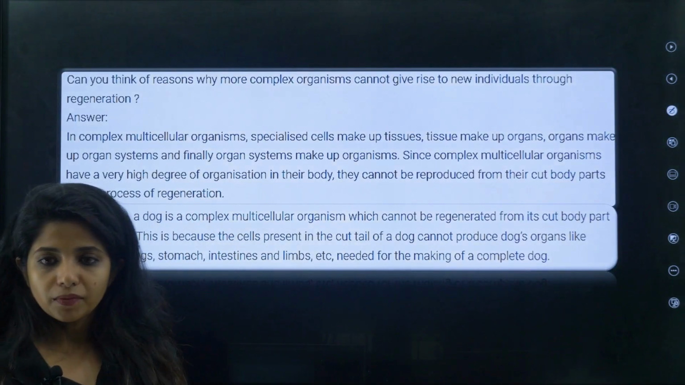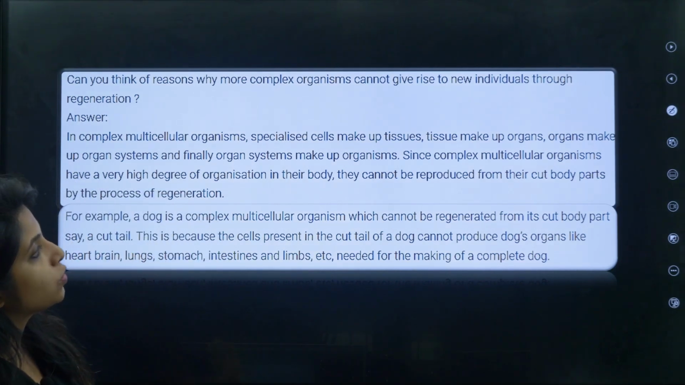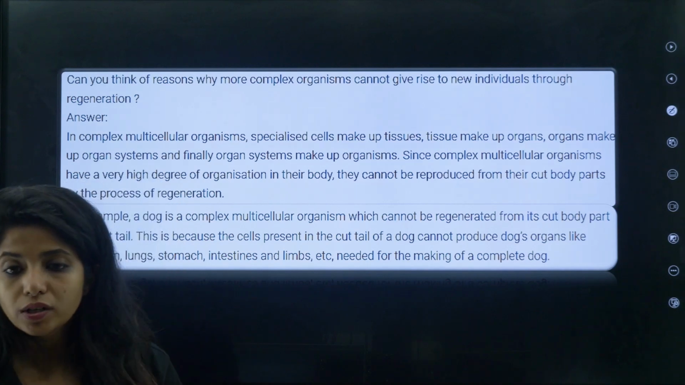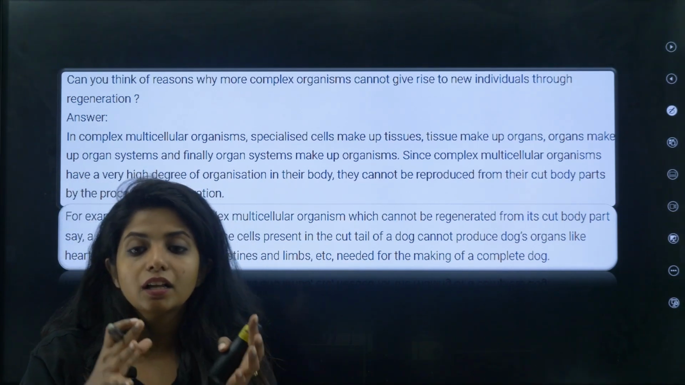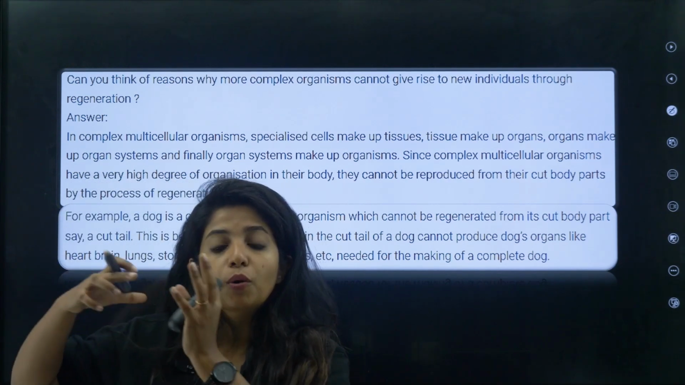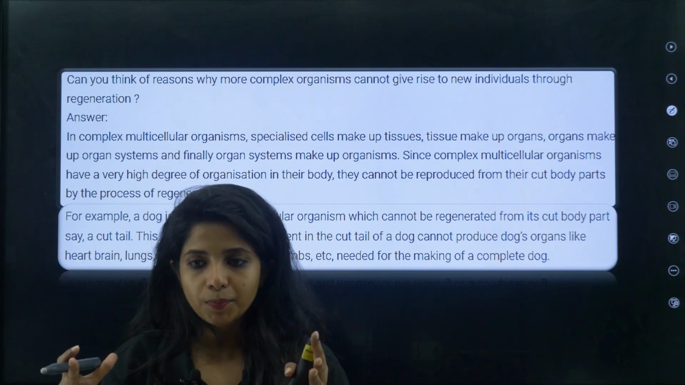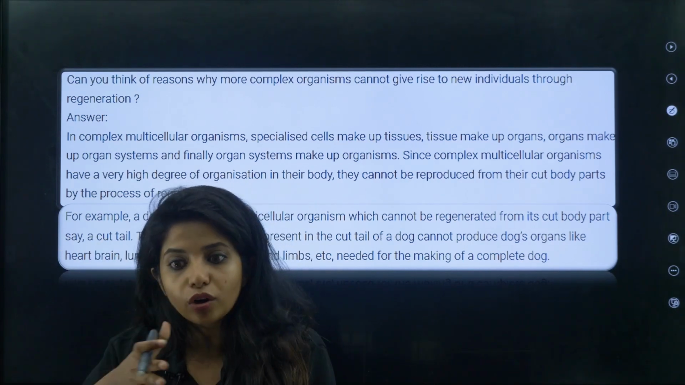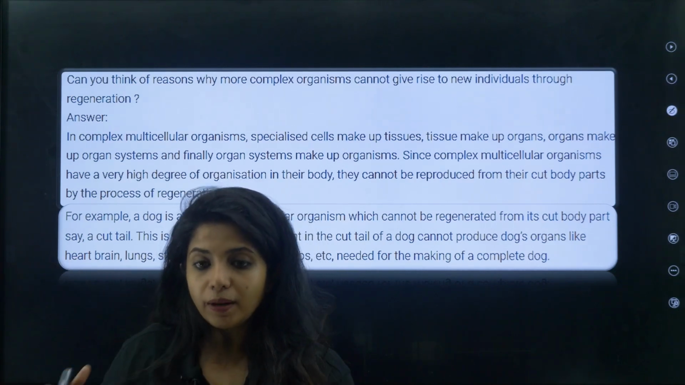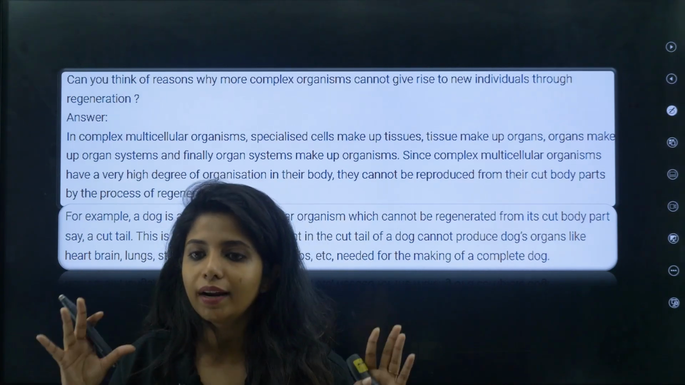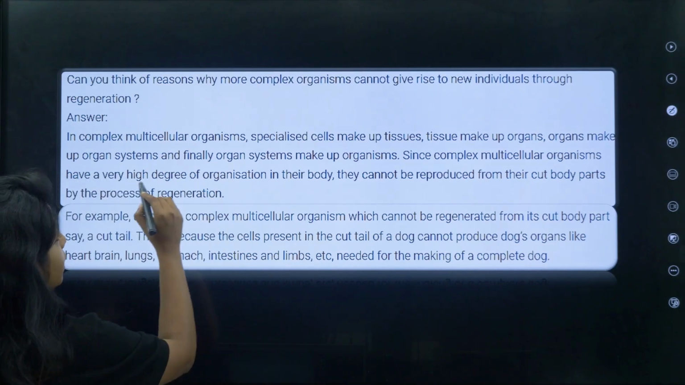Now let's see one more question. Can you think of reasons why more complex organisms cannot give rise to new individuals through regeneration? Because we are complex organisms. We have cells, these cells form tissues, these tissues form organs, and organs form organ systems, which are interdependent on each other. Now, if you cut one part, obviously you are losing the interdependency. Can the other part grow? No. So complex organisms obviously cannot grow like that, because we have a high degree of organization, which is very much missing in simple organisms.